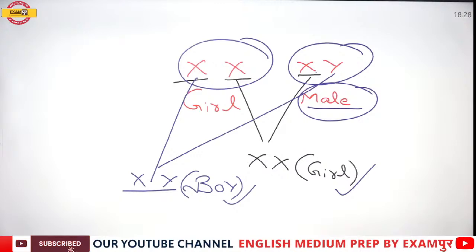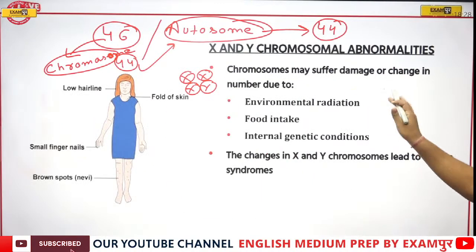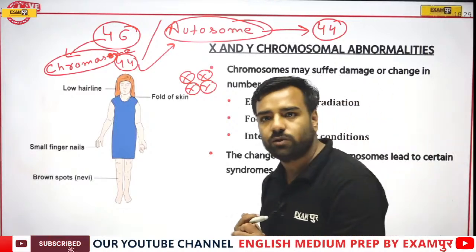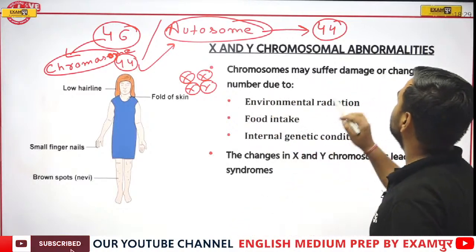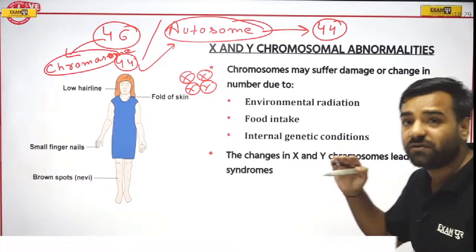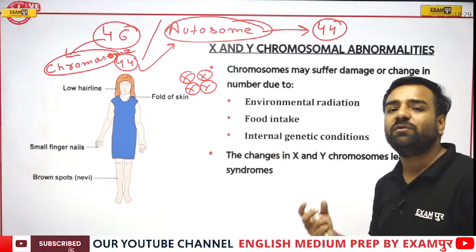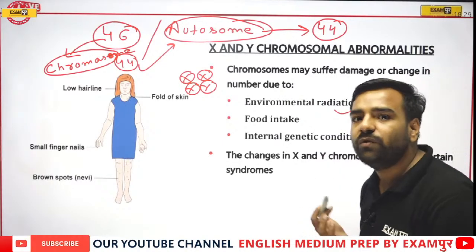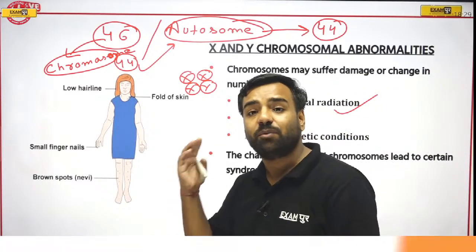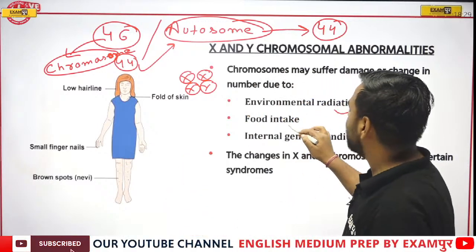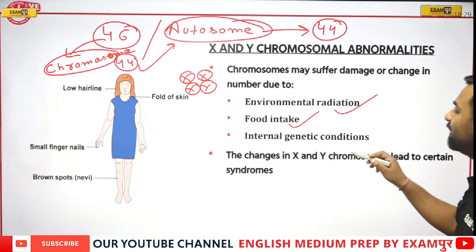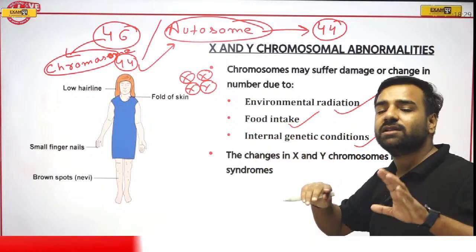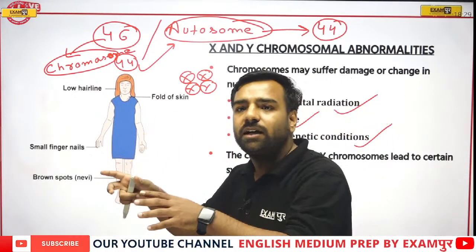Let's start. When I'm talking about X and Y chromosomal abnormalities, this means we are talking about abnormalities with the chromosomes. True? So your chromosomes may suffer damage or change in number because of several factors. It may be because of environmental radiation. It may be because of the type of food we intake. So it's very important that you have proper food. Apart from that, internal genetic conditions. So these are the conditions because of which this issue may come.